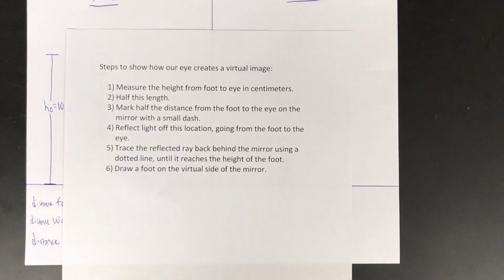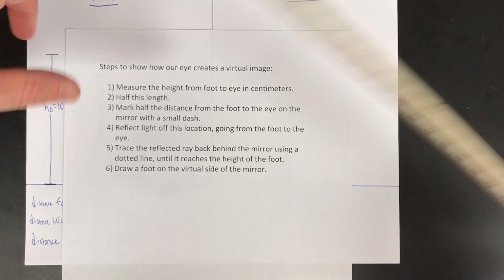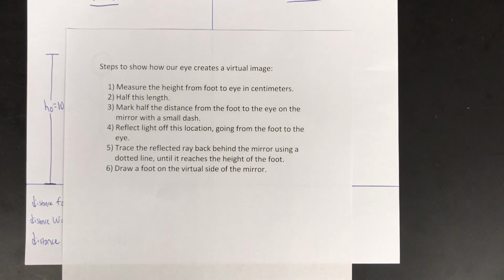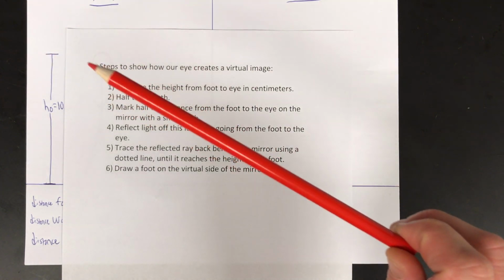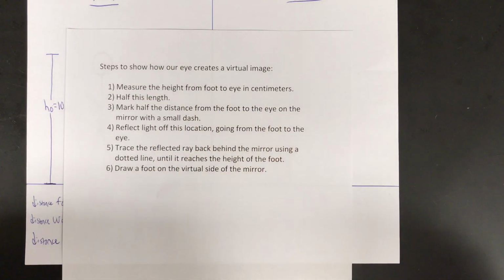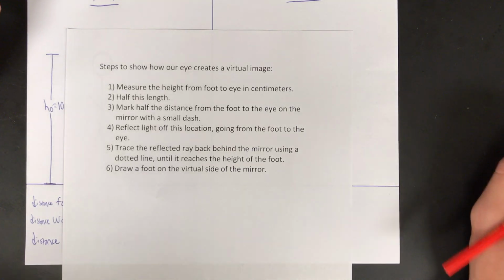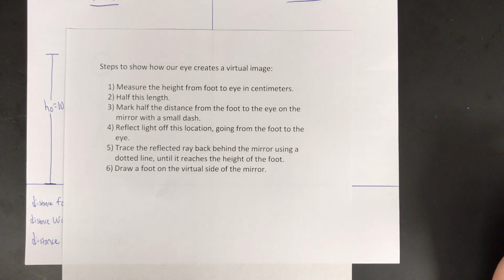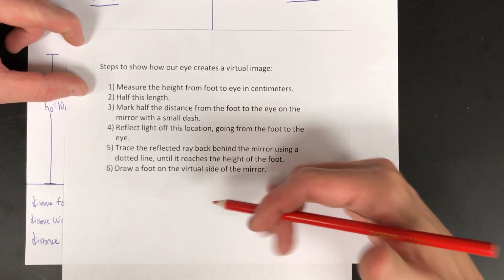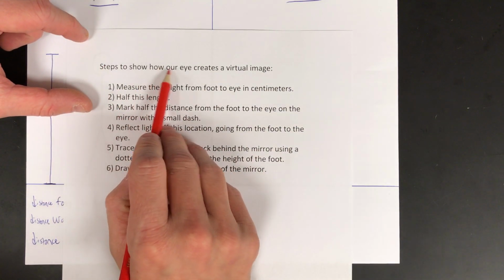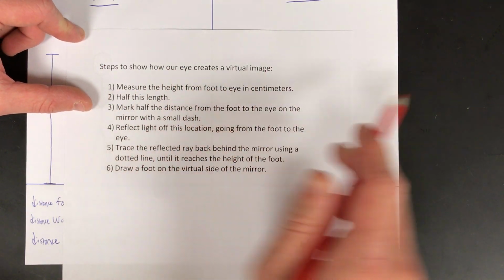Alright guys, so for this video, you're just going to need a ruler, not a protractor, sorry, a ruler, and some colored pencils. 3 different colors would be best. Alright, the first thing I want you to do is write down these steps. These steps are the steps to show how our eye creates a virtual image.